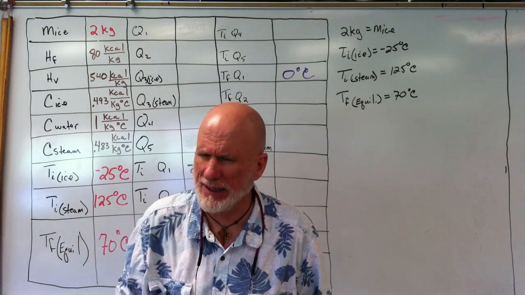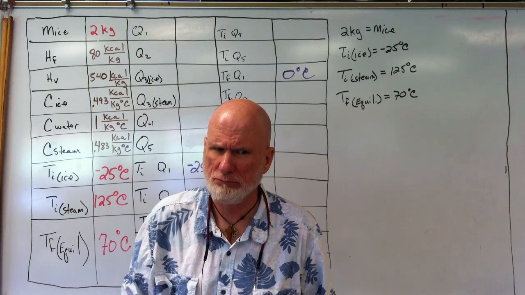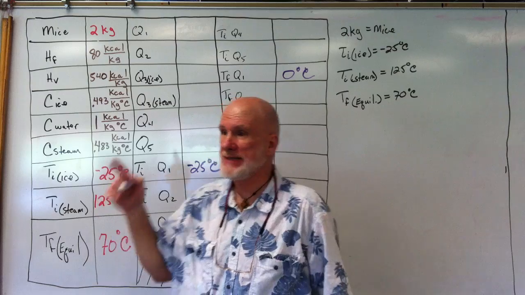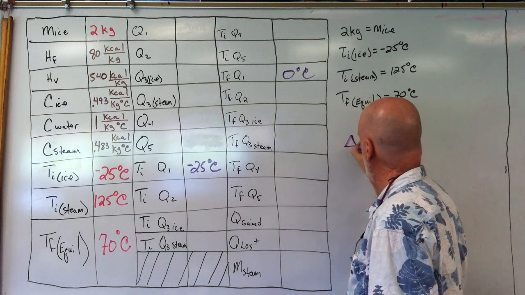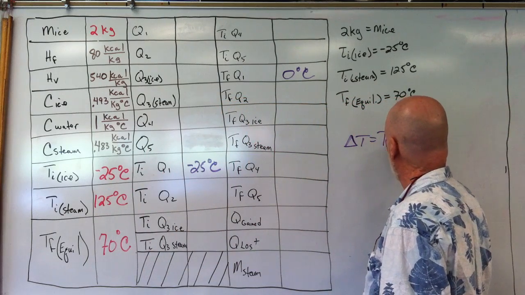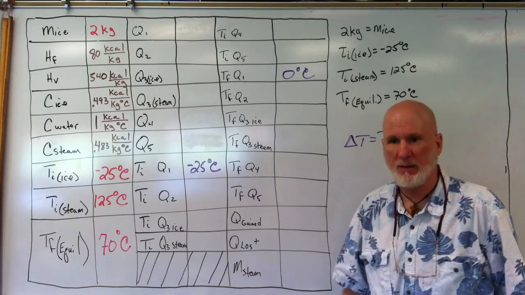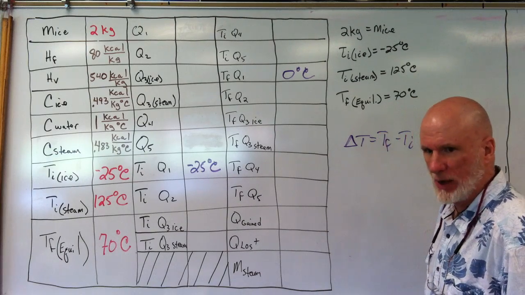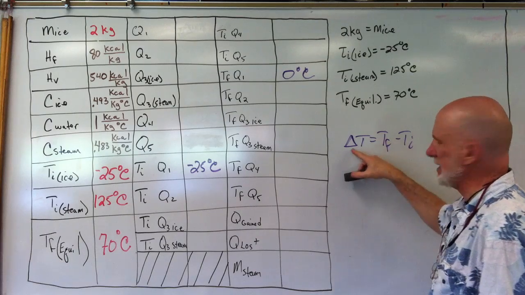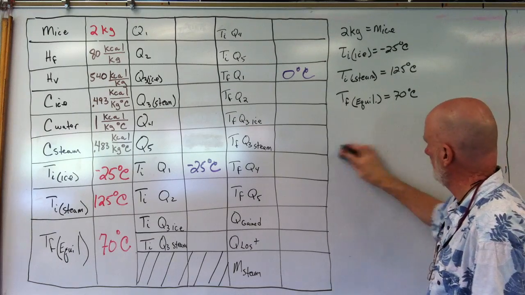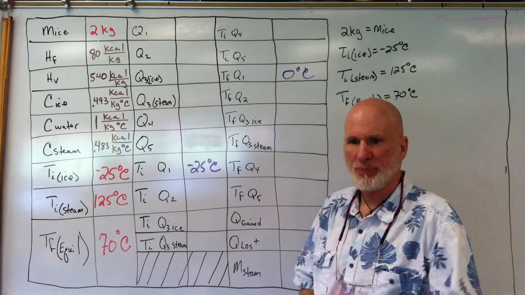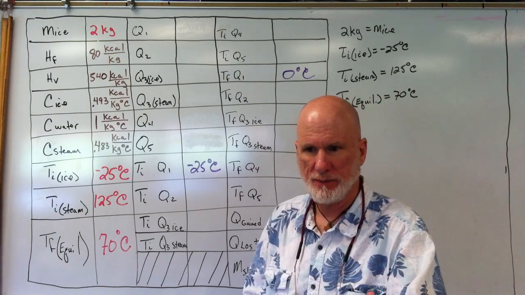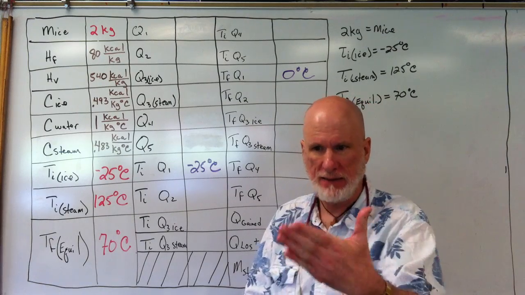Why am I saying final initial instead of initial final? Because delta T equals final minus initial. That's the only reason I'm saying that. Trying to get you used to that, the way it works. Okay? Anytime you see a delta, it's final minus initial. Okay? Q2, what's it going to be? 0, 0, right? Okay?